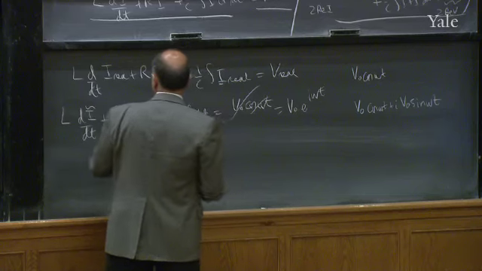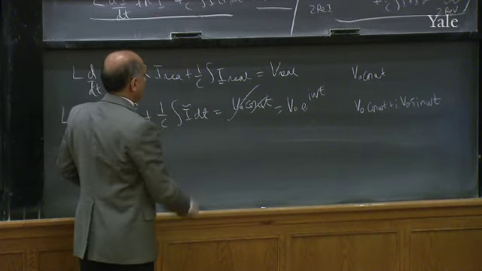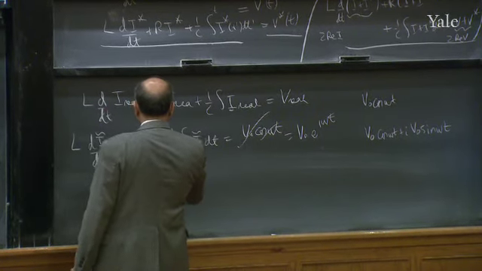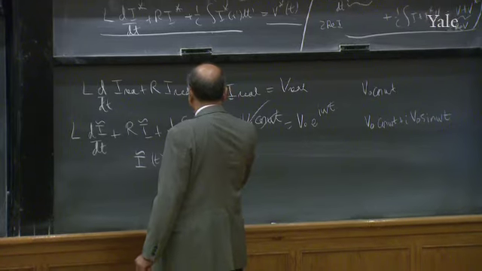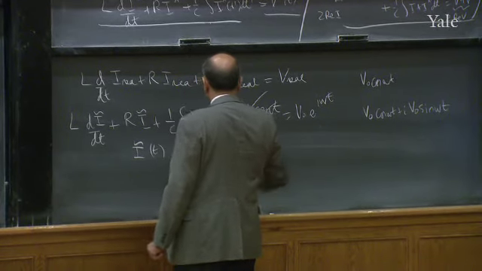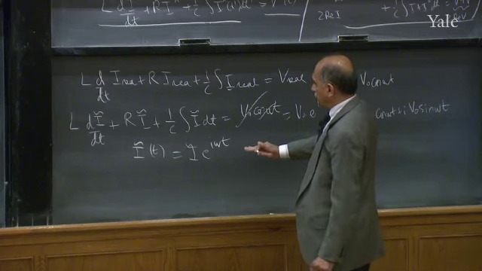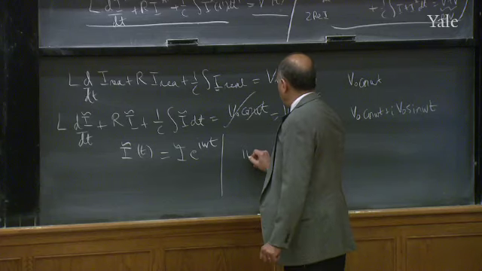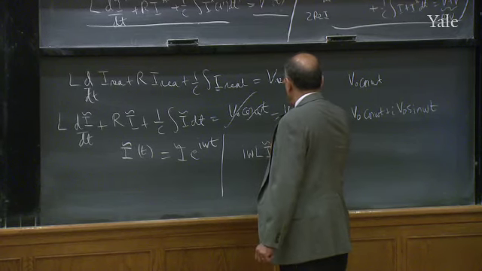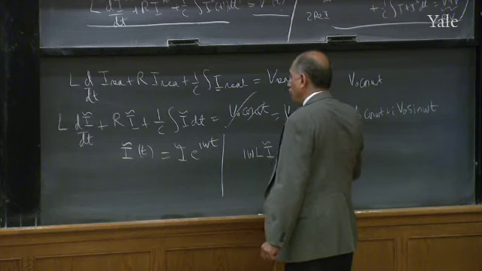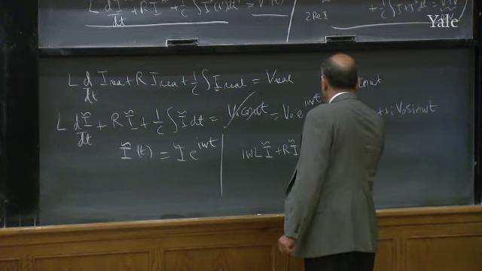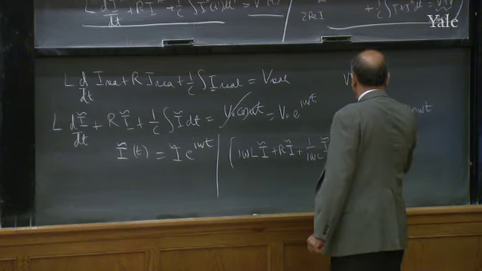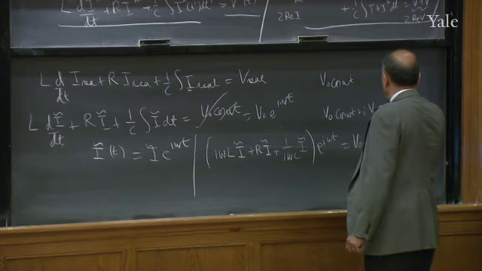That means I can make a guess that the current I twiddle is proportional to e to the i omega t. So you can make the assumption that I twiddle of t is some constant I twiddle times e to the i omega t. Make that assumption and put it into this equation and see what you get. You will find you will get i omega L times I twiddle plus R times I twiddle plus 1 over i omega C times I twiddle, times e to the i omega t, is V0 e to the i omega t.